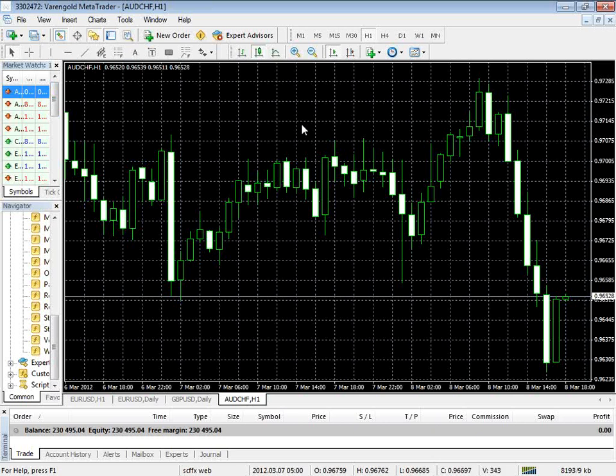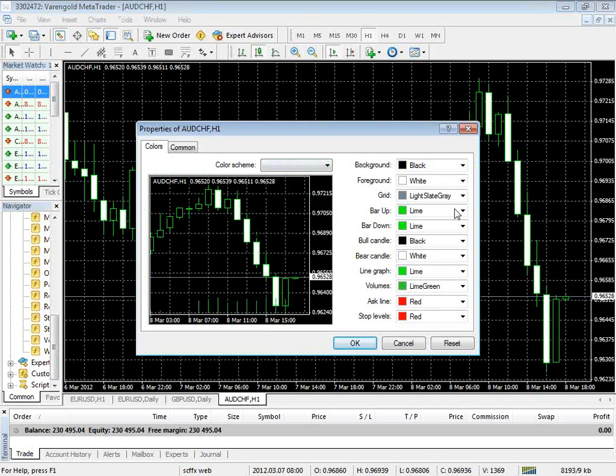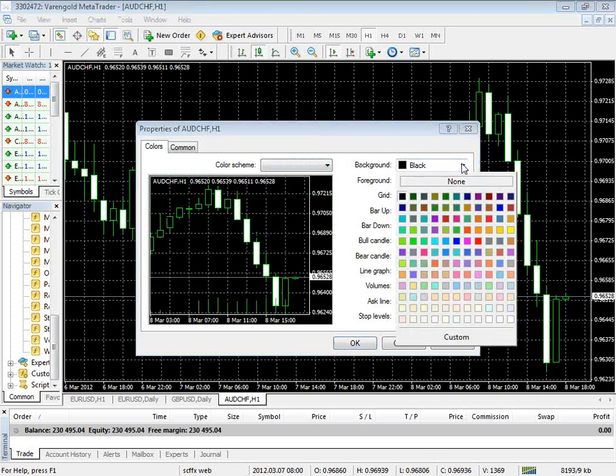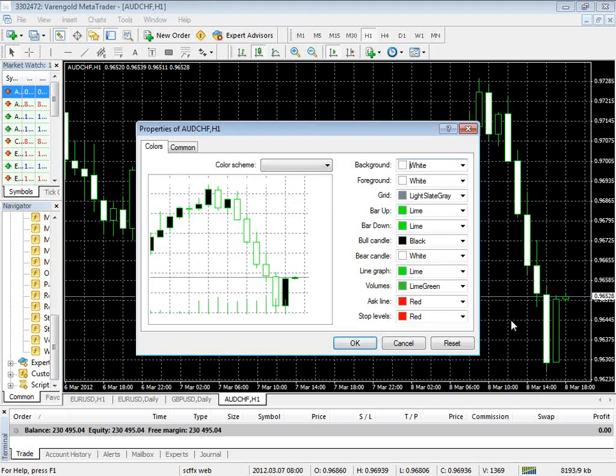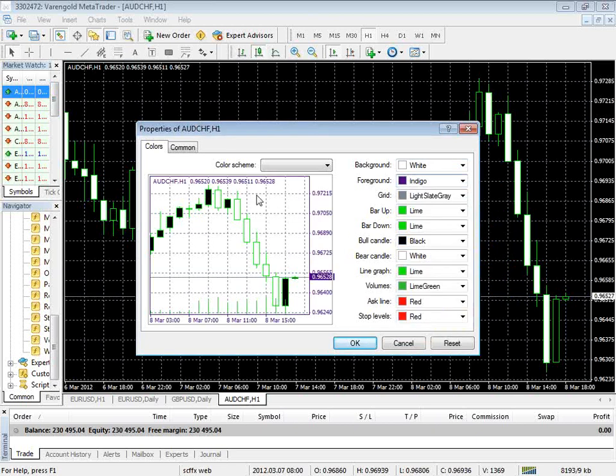For setting a different color on the platform, we just right-click the mouse and go to the properties, and here we can change the background, so you can see that we're going to have a white background. Foreground, we can make it one color, so we can see the levels and the date and all other additional information about the currency.